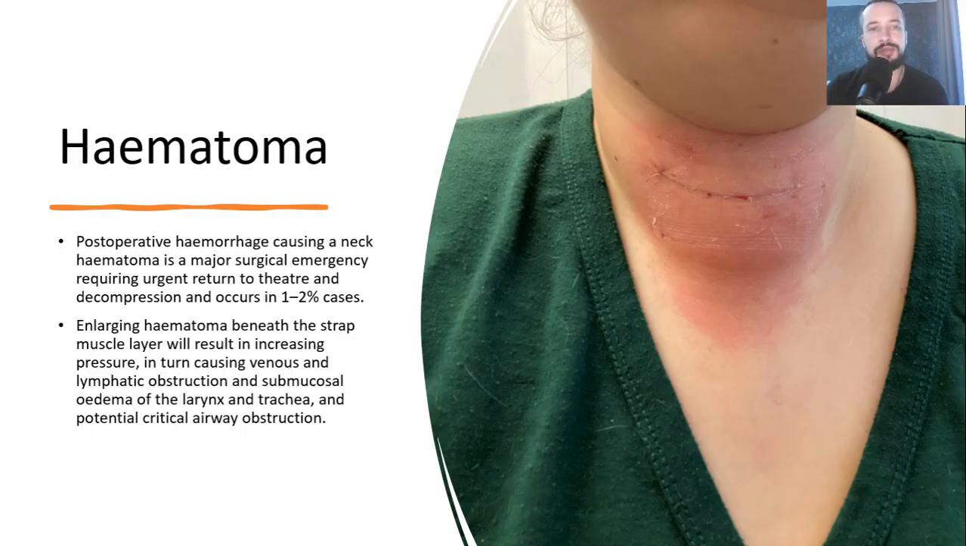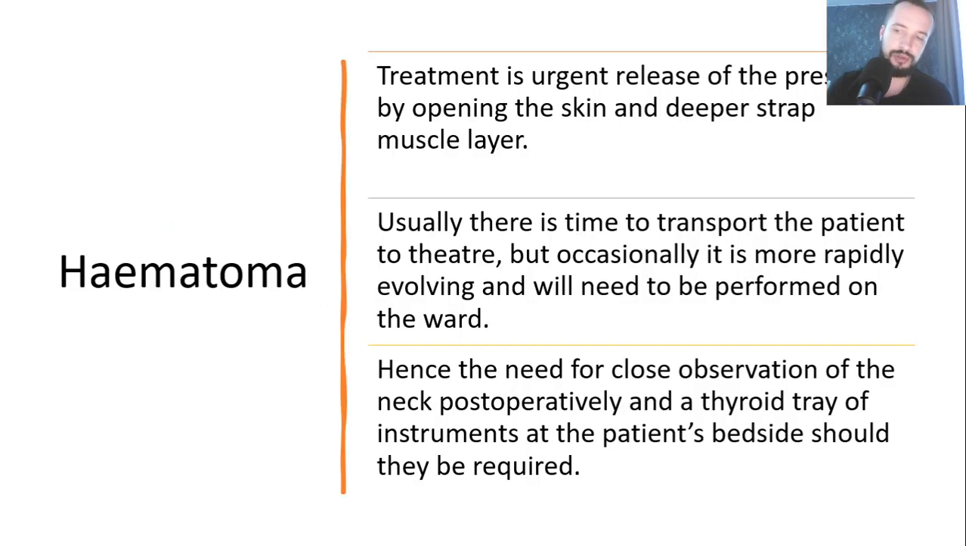Hematoma. Postoperative hemorrhage causing a neck hematoma is a major surgical emergency requiring urgent return to theater and decompression and occurs in 1-2% of cases. Enlarging hematoma beneath the strap muscle layer will result in increasing pressure, in turn causing venous and lymphatic obstruction and submucosal edema of the larynx and trachea, and potential critical airway obstruction.